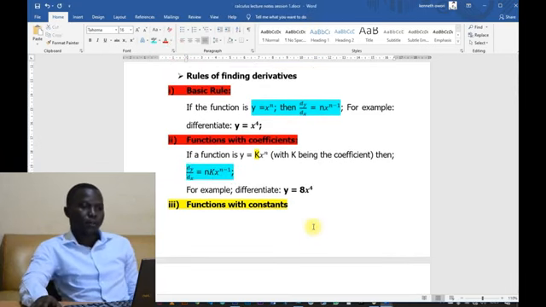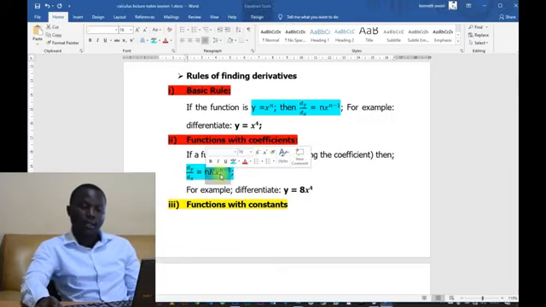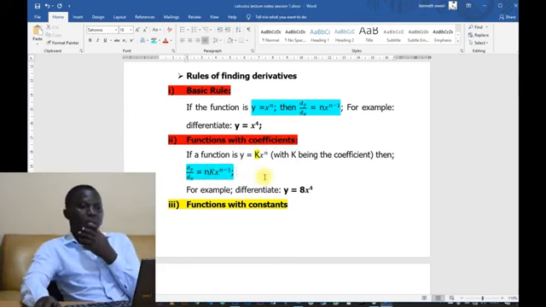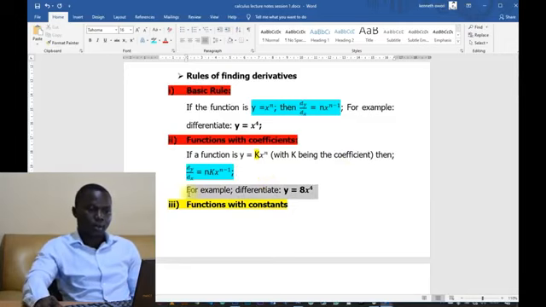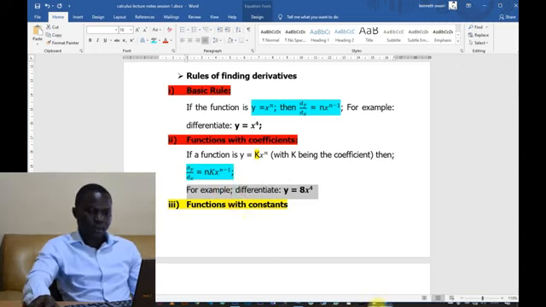as you can observe in this illustration. So for example, if we have y equals kx power n, the derivative would be nkx, meaning the kx was multiplied by the power n, and thereafter the power reduced by 1. So that is how we can differentiate an expression having a coefficient. For example, we have an example that we can look at. So let's look at this example.